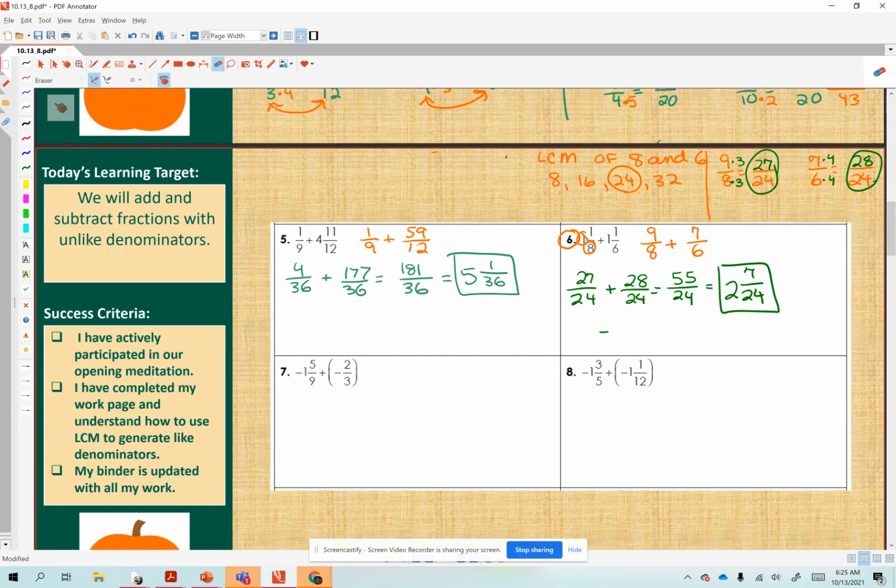Let's move on to number 7. Negative 1 5/9 plus negative 2/3. So first we'll convert the first fraction to an improper fraction. 9 times 1 is 9, plus 5 more is 14, so we will rewrite that as negative 14 over 9 plus negative 2/3.